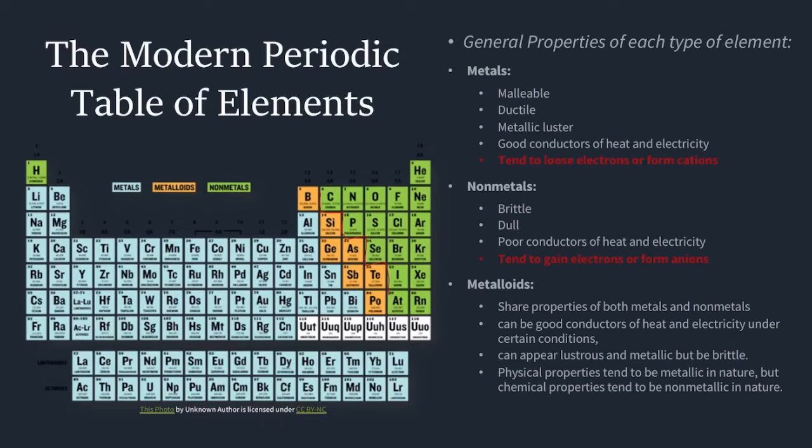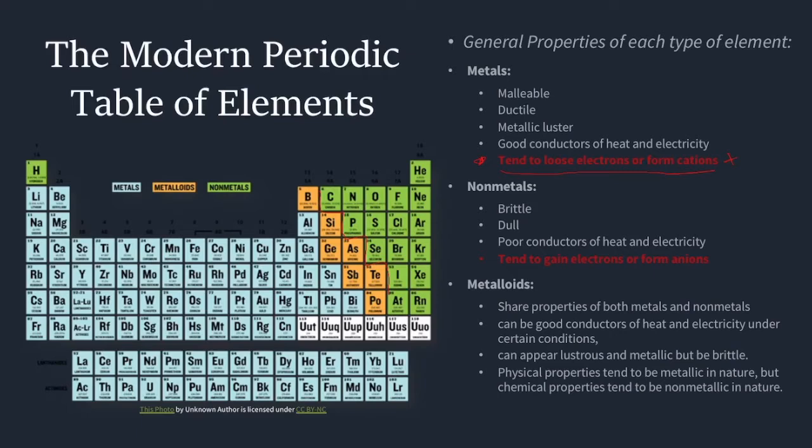Metals tend to be malleable, so they can be hammered or shaped without breaking. They tend to be ductile, so they have the ability to be stretched into a wire. They have a metallic luster. They generally tend to be good conductors of heat and electricity. And one of the most important things I would like for you guys to remember is that they tend to lose electrons to form cations, right? So we're going to talk more about this in our next unit when we talk about chemical bonding. But it's really important to start remembering that metals tend to lose their valence electrons and they form positively charged ions. Remember, a cation is a positively charged ion.